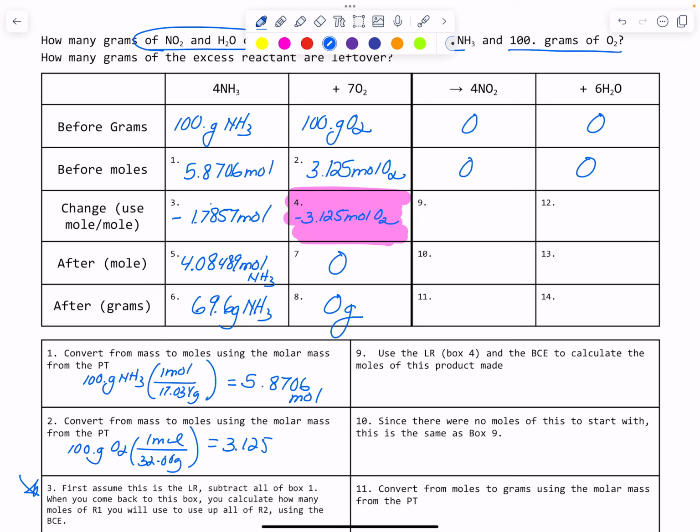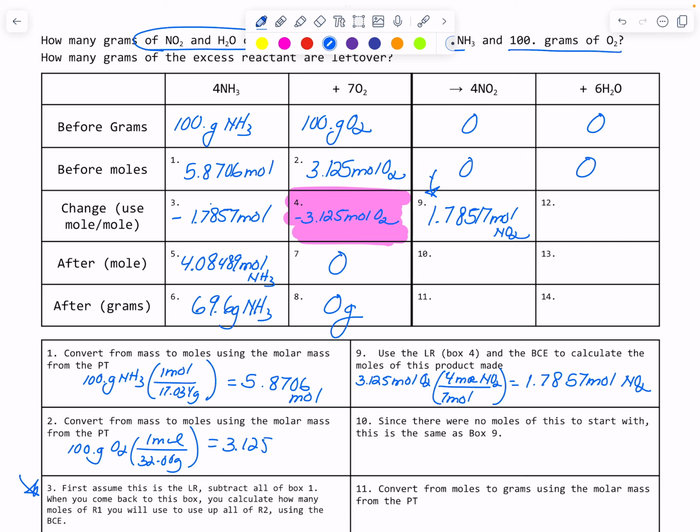But now I need to worry about all of these products. How do I get, for instance, box 9? Well, again, I use that highlighted limiting reactant. When I use up all my 3.125 moles of oxygen, I will create 1.7857 moles of nitrogen dioxide. So this is 1.7857 moles of NO2.